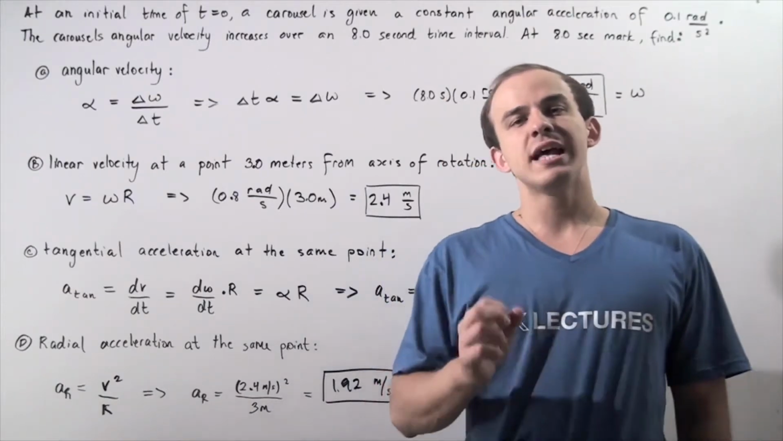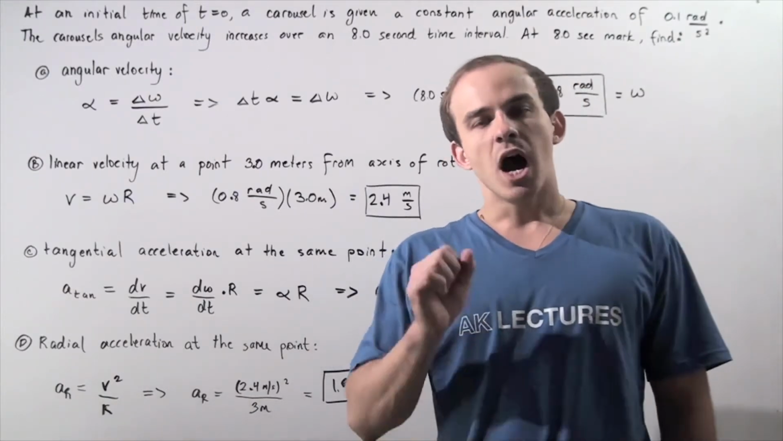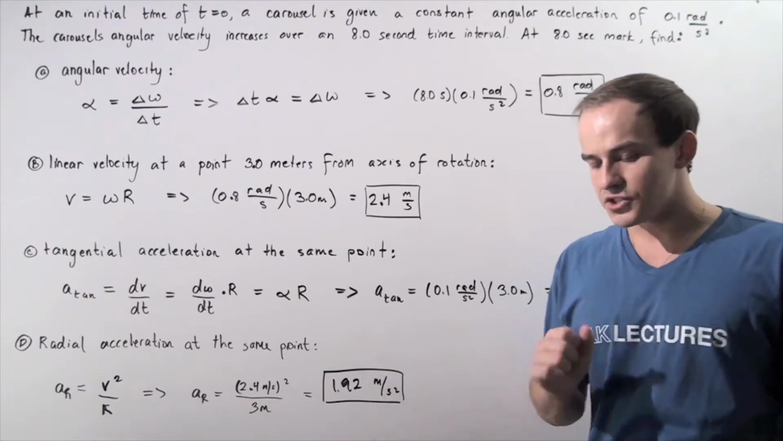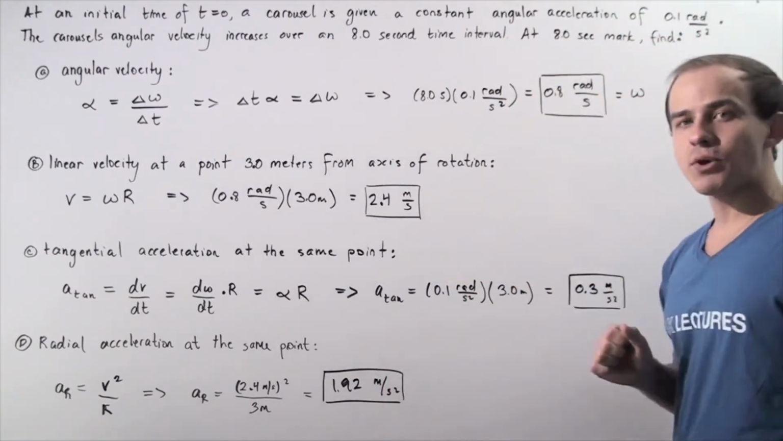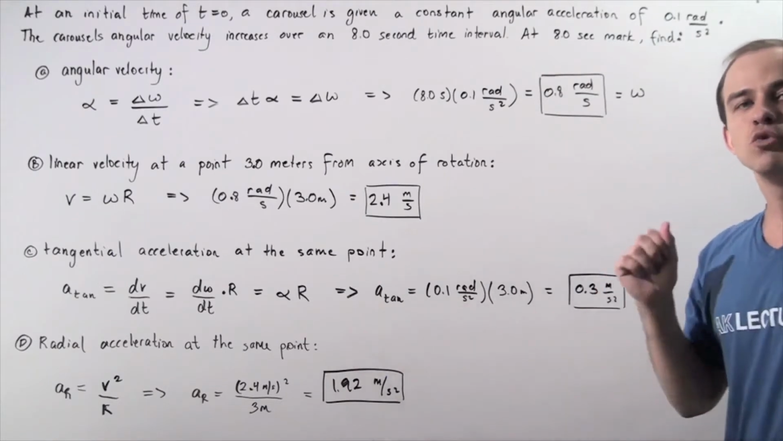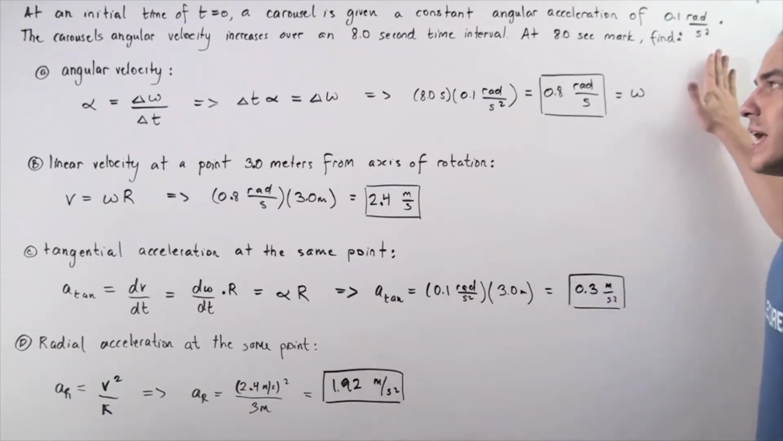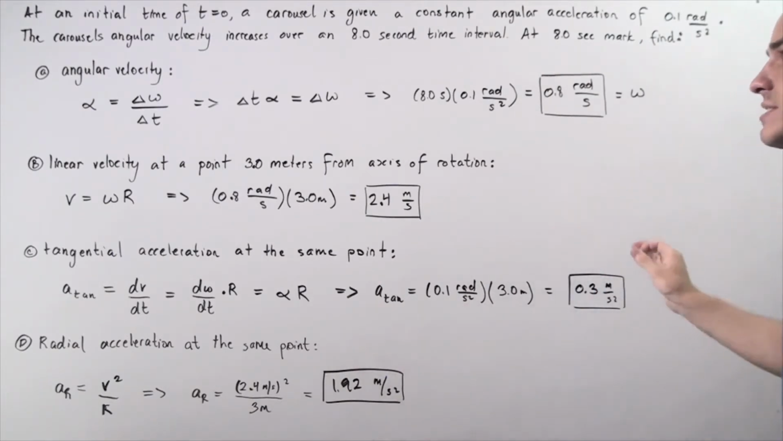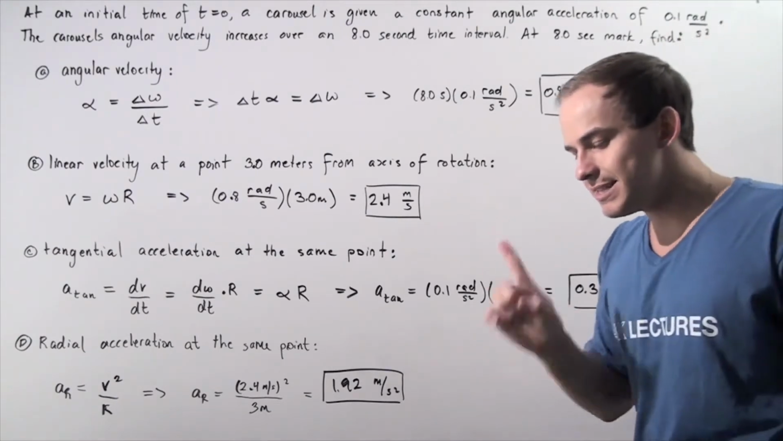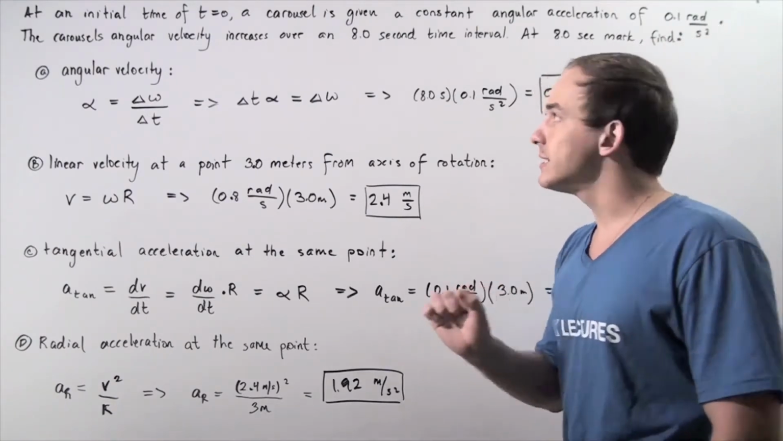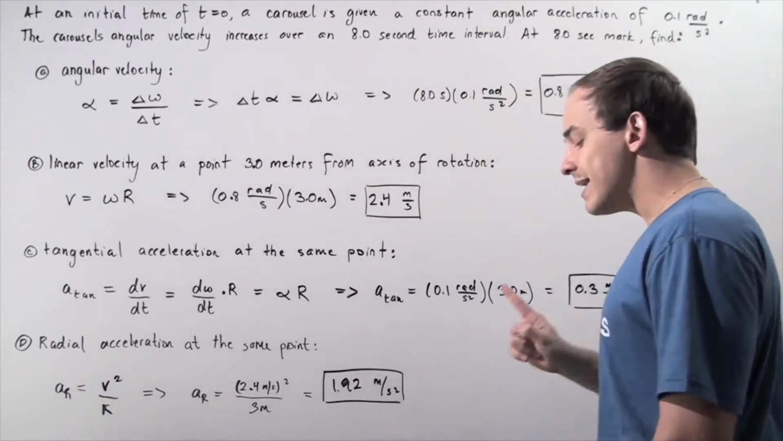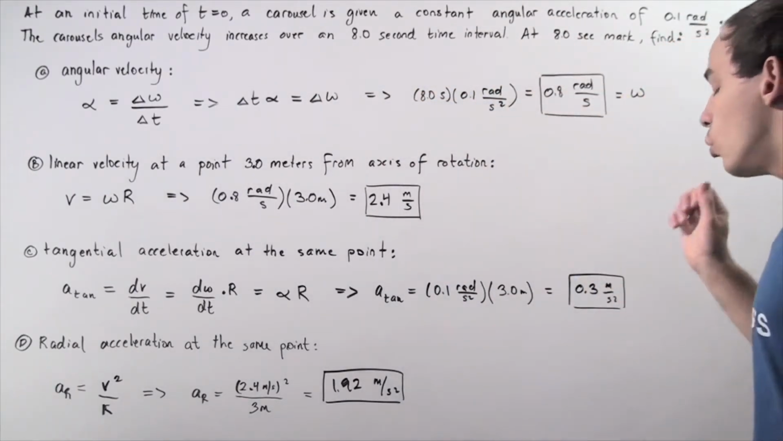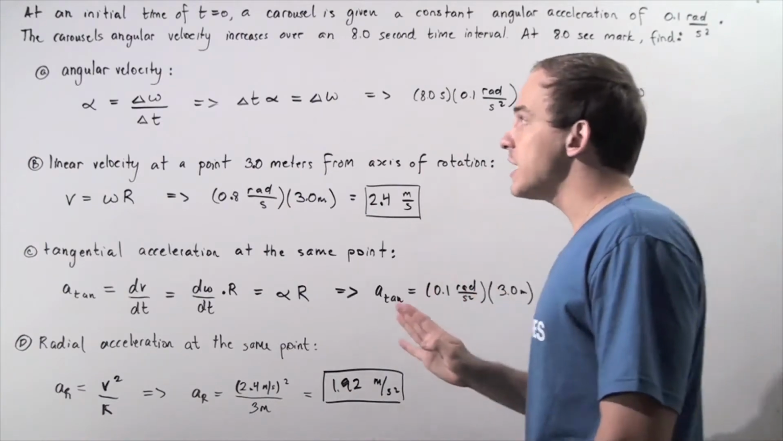So let's suppose that at an initial time of t equals 0 seconds, a carousel is given a constant angular acceleration of 0.1 rads per second squared. Now initially the carousel's angular velocity is 0, but it increases over a time interval of 8 seconds. And at the 8-second mark, we want to calculate 4 things.